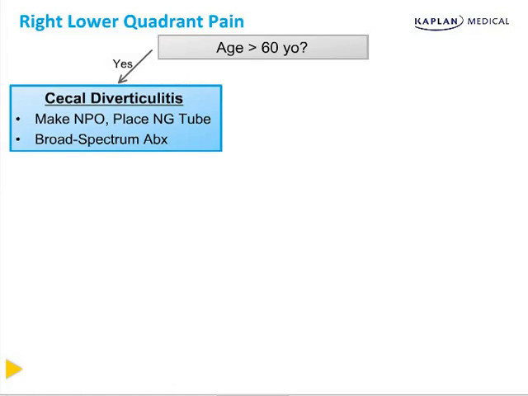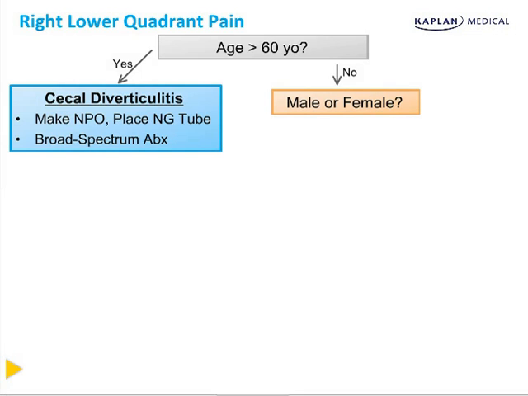One that does, that is periodically tested on Step 2, is cecal diverticulitis, a rare variant of the more common sigmoid diverticulitis. If presented with right lower quadrant pain in an older patient, you should consider cecal diverticulitis as the likely diagnosis and treat with bowel rest, an NG tube placed to suction, and broad-spectrum antibiotics to prophylactically treat for an intra-abdominal infection that could result if the diverticulitis progresses to a true bowel perforation.